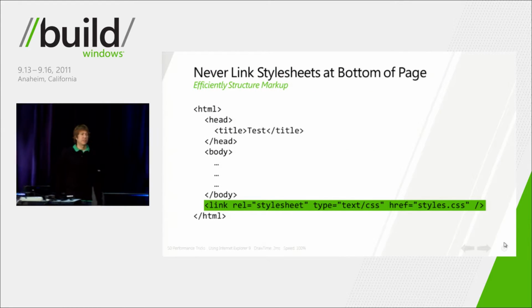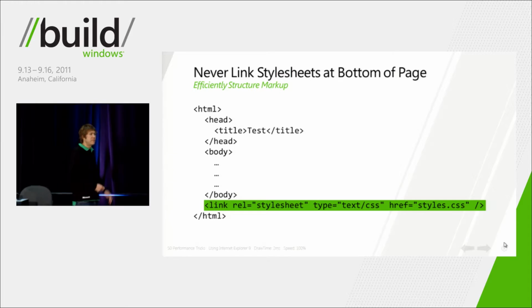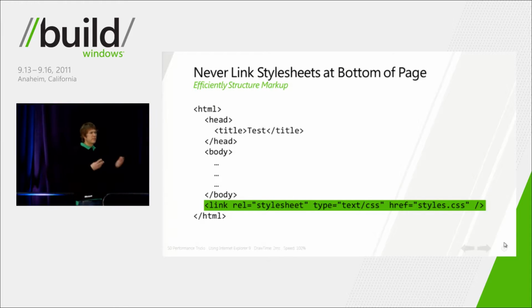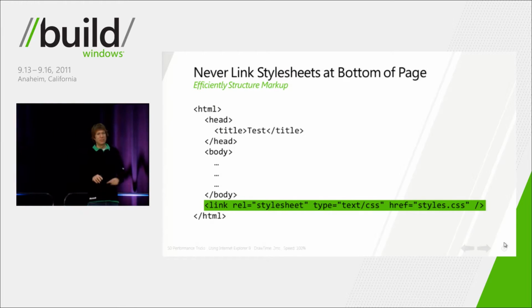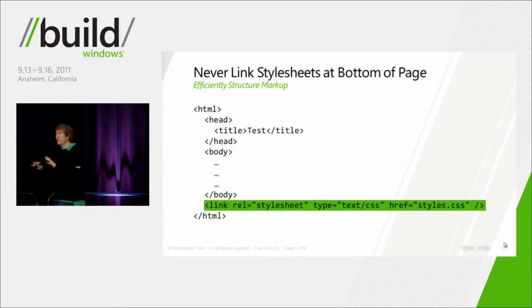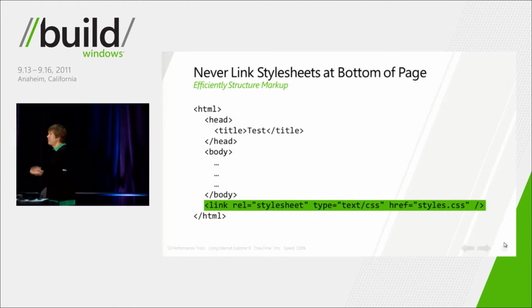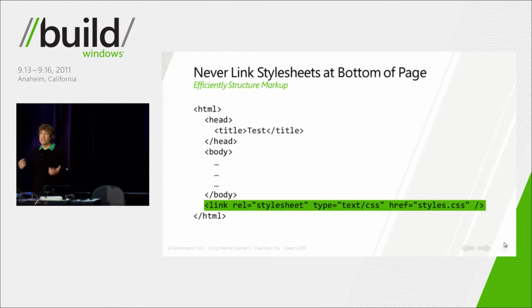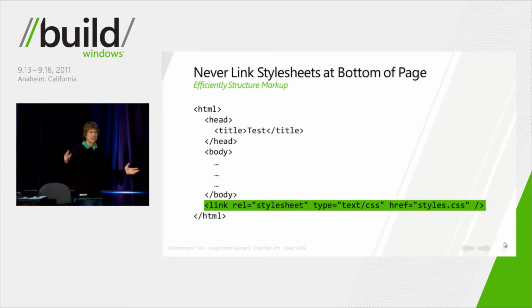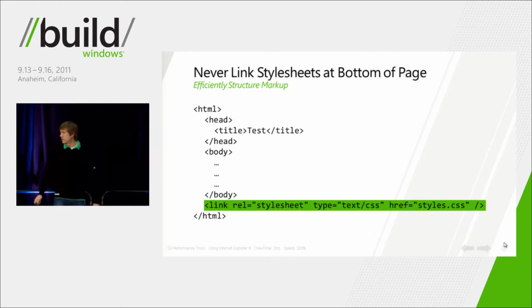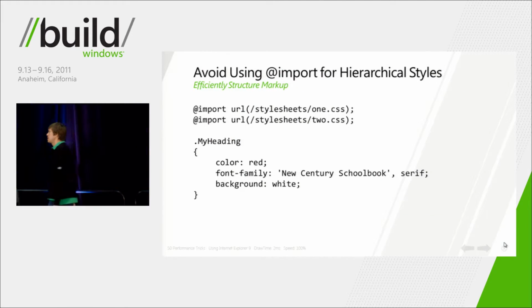Never link your style sheets at the bottom of the page. I often receive emails from people really frustrated with their user experiences, where things are stuttering in, where they feel like it takes a really long time to load their page. Over half the time, it's because they have their CSS in the wrong place, and it's often at the bottom of the page, and so it's being downloaded after all these images and after all these asynchronous JavaScripts that really just don't matter to their performance. So always put your CSS at the top.